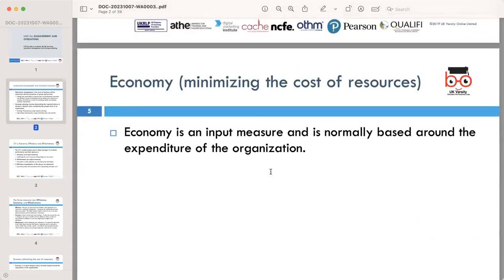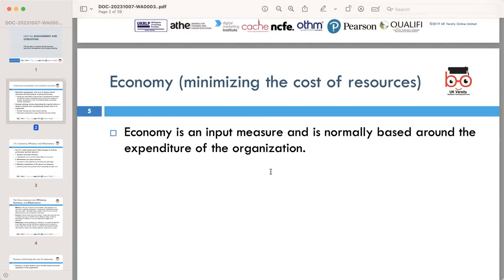Economy is an input. Any comments, if anyone is there? Can you see my screen or can you hear my voice, if anyone is there?